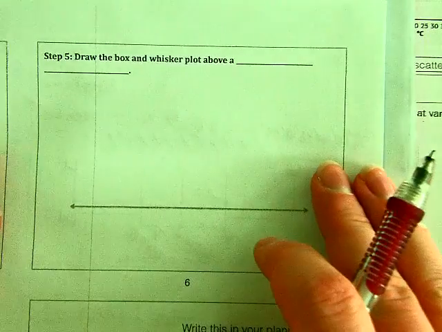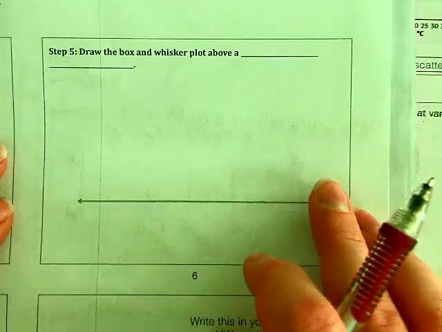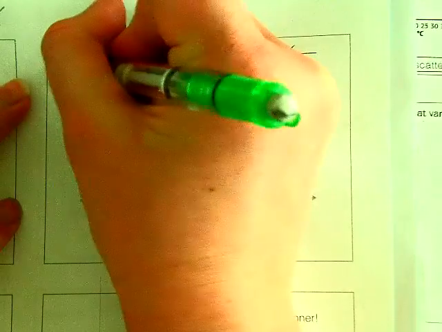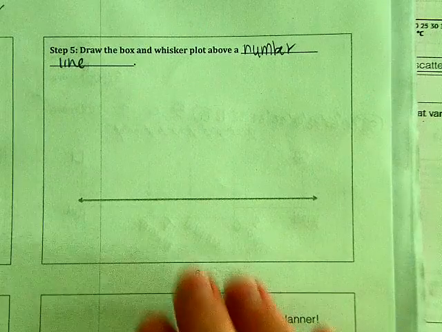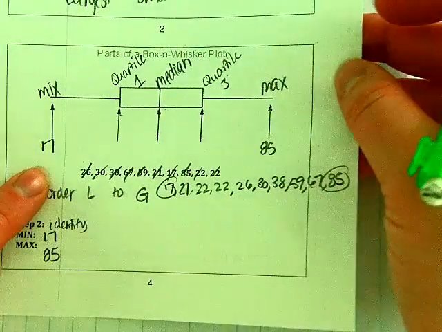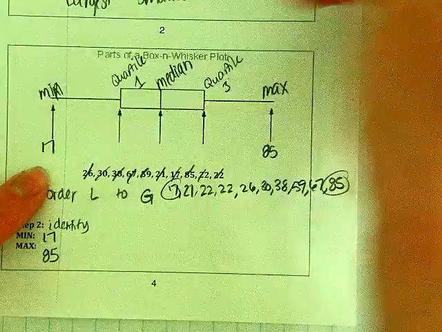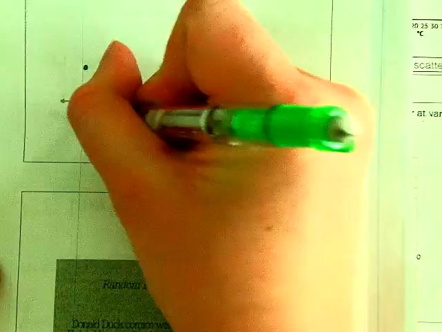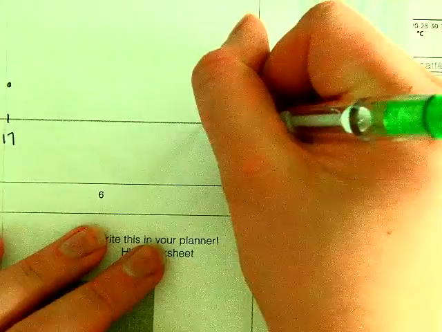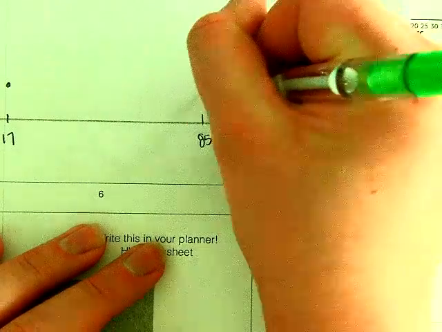Okay, now step 5, so we're coming up with a box and whisker plot. We're going to draw a box and whisker plot above a number line. So if a number line isn't given to you, you might have to make one. This one is sort of given to us, but no number line, so we're going to draw it above. The first dot on our box and whisker plot is going to be our minimum. Minimum, not mix. Minimum. I'm going to label that as 17. Our last one is going to be 85. Label that as 85. It doesn't have to be a perfect number line.